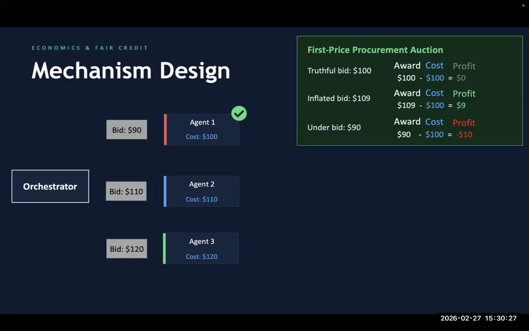So what's the problem here? The problem is that the first price procurement auction rules incentivize lying, right? It is the optimal solution to make more profit. There in the middle, you inflate the bid.